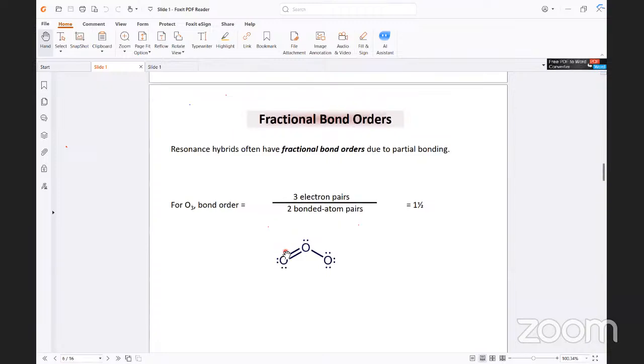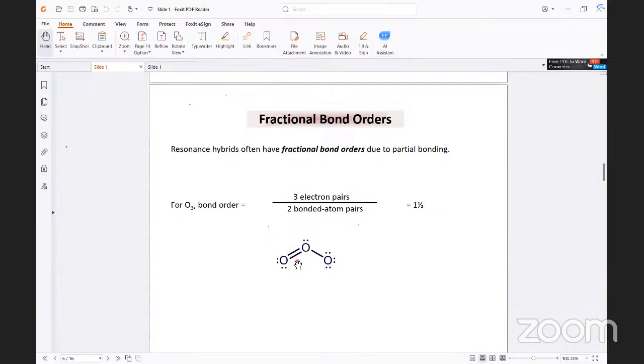So how do you calculate the bond order of a resonating structure? You calculate the bond order of the resonating structure by dividing the number of electron pairs, take note, pairs, by the number of bonding atoms here. What does that mean? The number of electron pairs here is 1, 2, 3. You have 1, 2, 3.